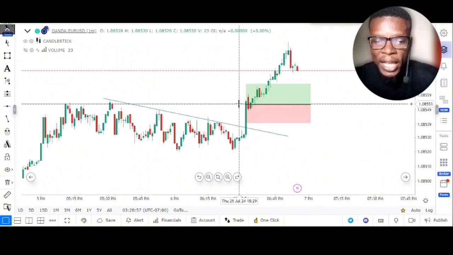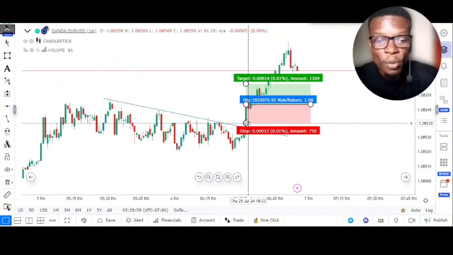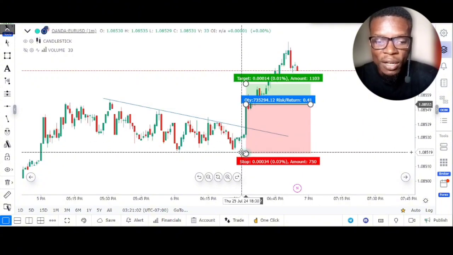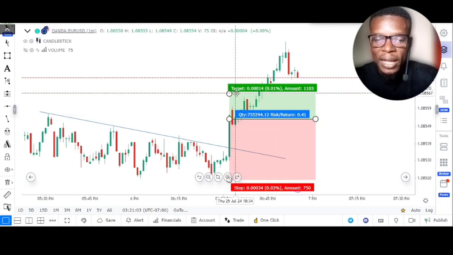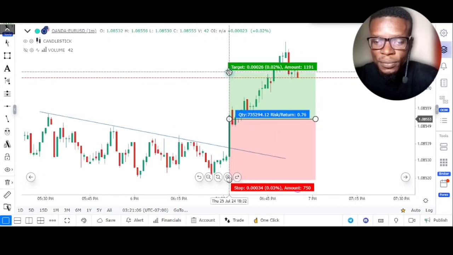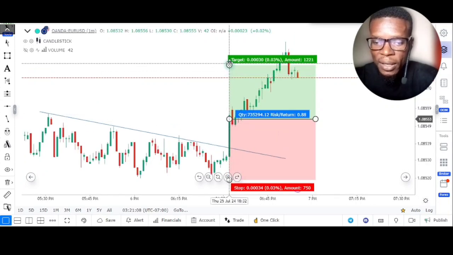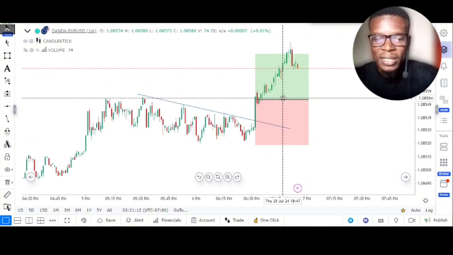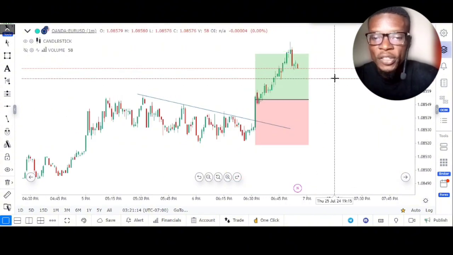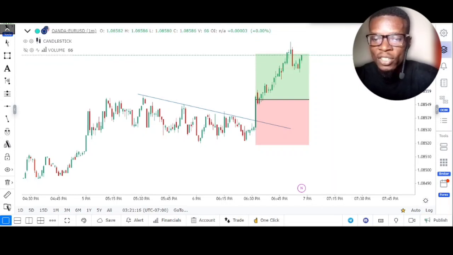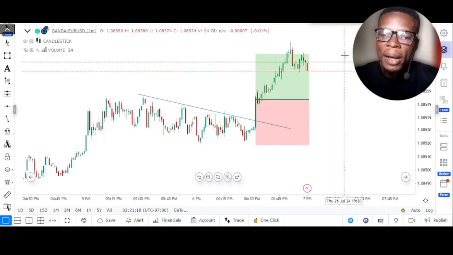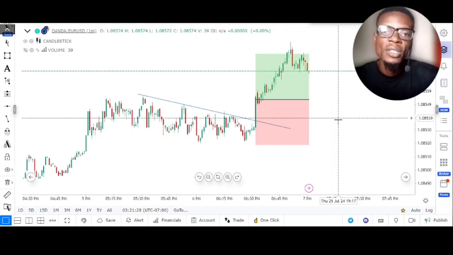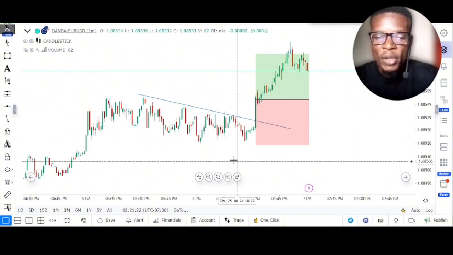All you have to do, enter at the end of this very candle, set a stop loss anywhere around this very level, and then you can just target a 1 to 1, something like this. And you can see that this is already a very profitable trading setup as well. So this is everything about this very setup. I hope you've learned something and you can apply the same when you decide to trade, guys.